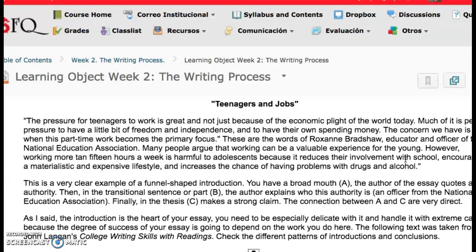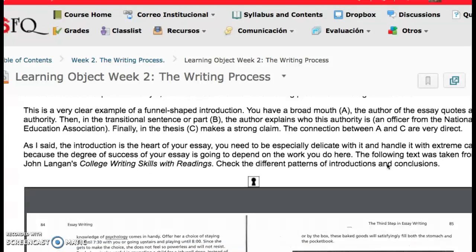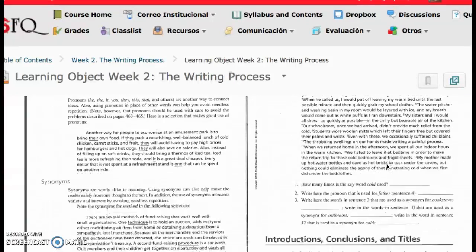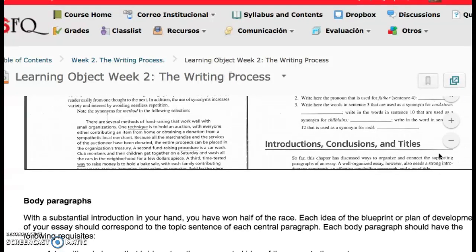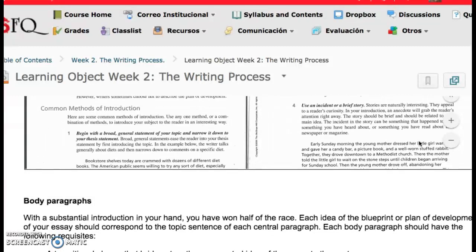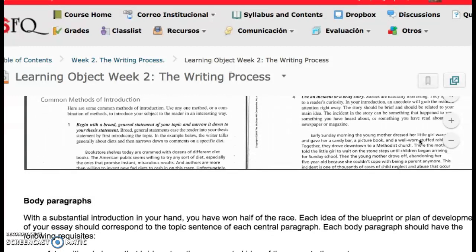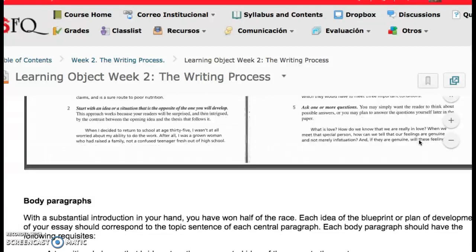An introduction that uses the funnel approach from general to specific. A hook in which you introduce the topic in a general way, in which you grab the attention of the reader, and then you walk slowly towards the thesis. You go through a transitional sentence in the middle, and then at the end you have the thesis statement. So that's the typical pattern of the introduction. So I'll give you here examples of introductions, again from John Langan's book. I give you one example of each type of introduction.